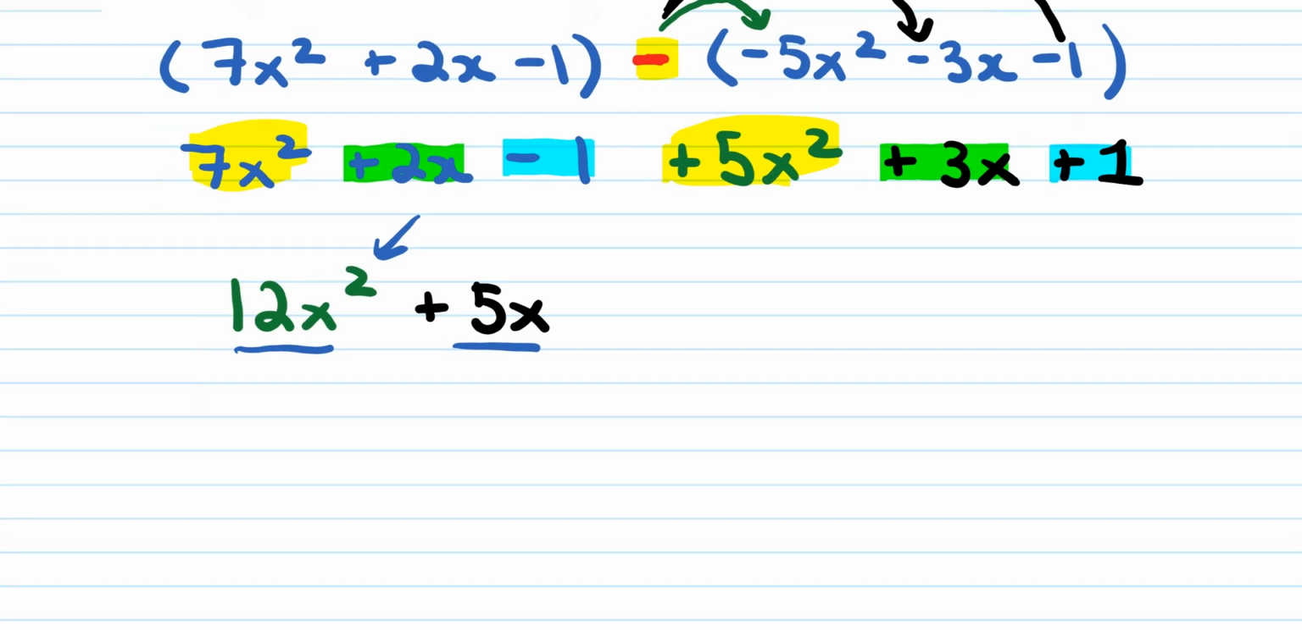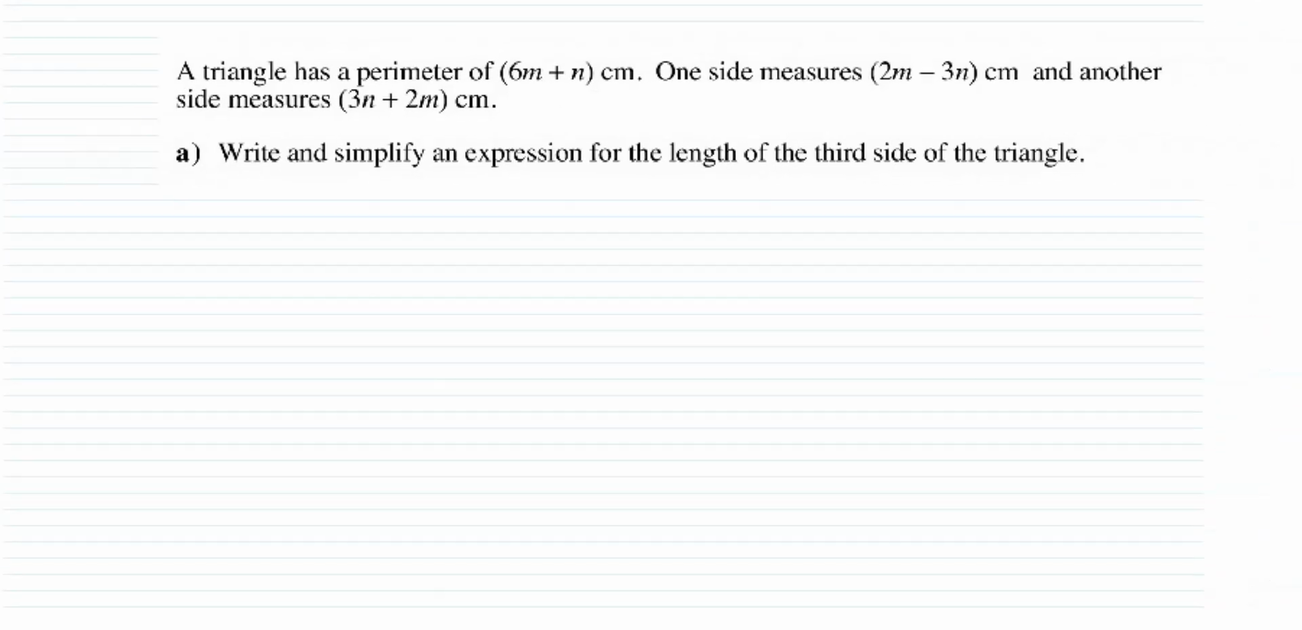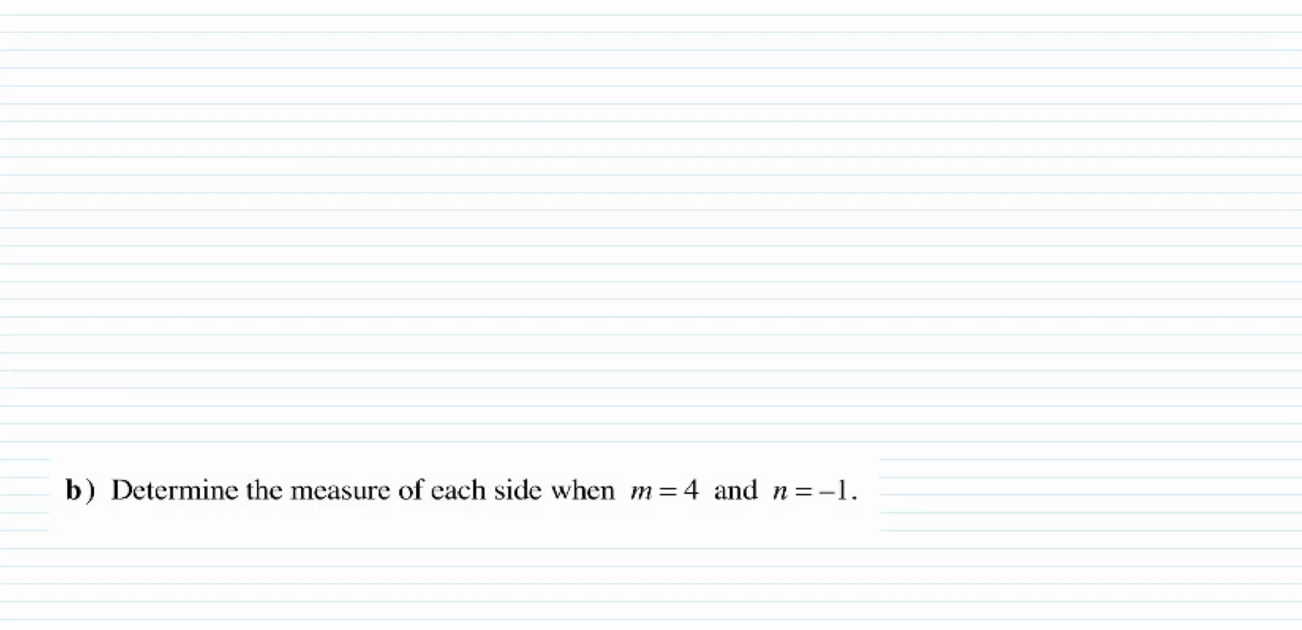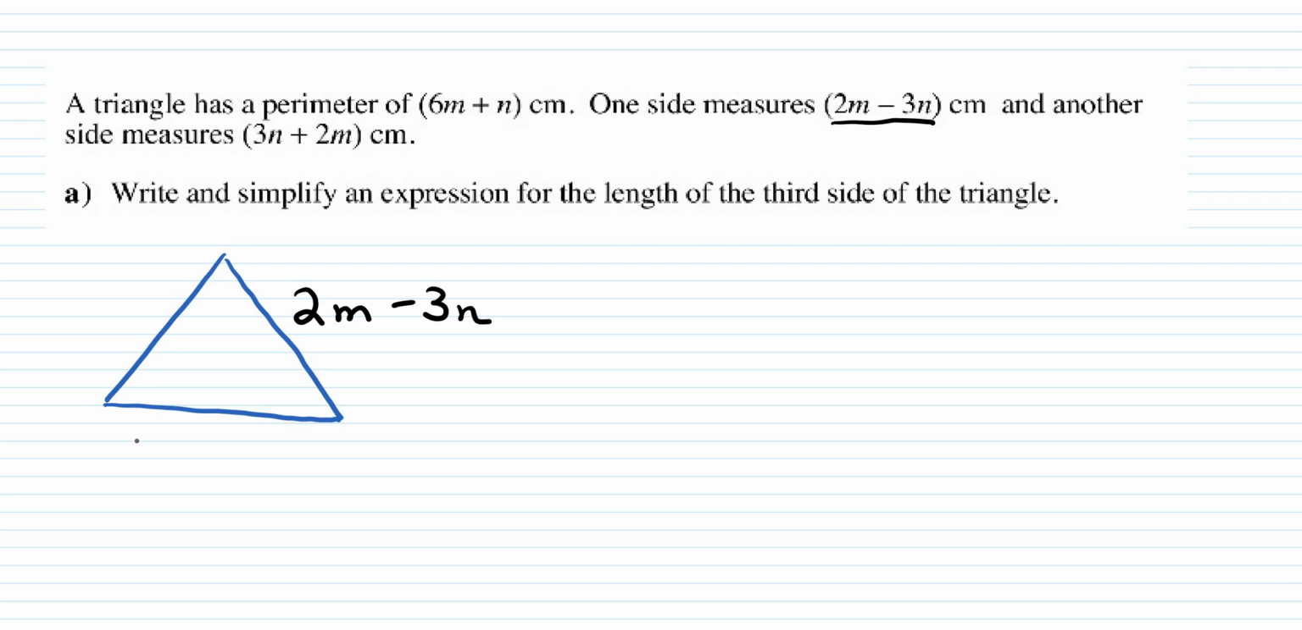Okay, so hopefully those operation questions weren't too bad there, and we'll do a few extra questions here just to finish up this homework guide. So the next question here, we have a triangle with a perimeter of 6m plus n. One side is 2m minus 3n, and another one is 3n plus 2m. So if you have a triangle here, triangles have 3 sides, and basically we know that one side is going to be 2m minus 3n, and another one is going to be 3n plus 2m.